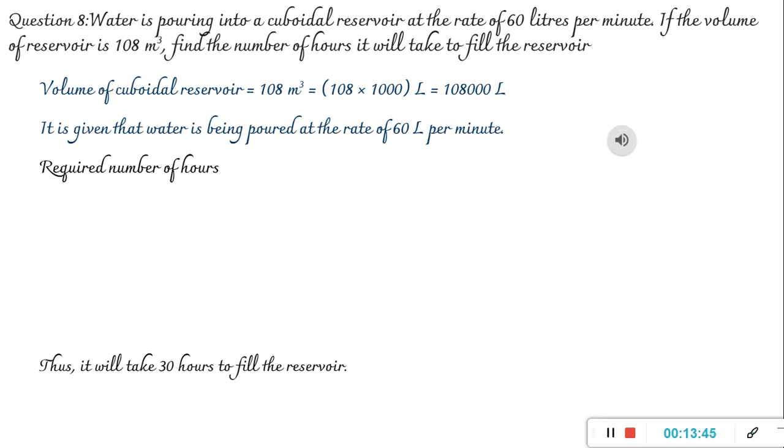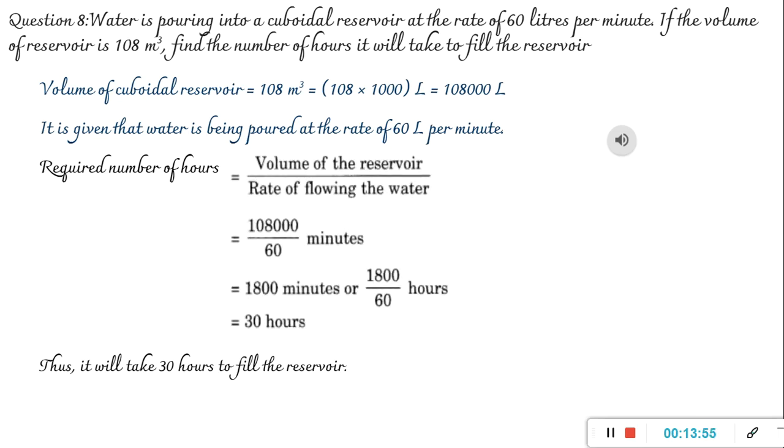Now it is given that water is being poured at the rate of 60 liter per minute. Okay. Now we can find out the required number of hours. So volume of the reservoir divided by rate of flowing of the water. So here 1,08,000 divided by 60 minutes. So that would be 1,800 minutes. Now we want to find in hours. Otherwise directly also you can divide by 60 into 60, but here we are doing it separately. Then convert it into hours. 1,800 divided by 60 is equal to 30 hours. So it will take 30 hours to fill the reservoir. Clear?